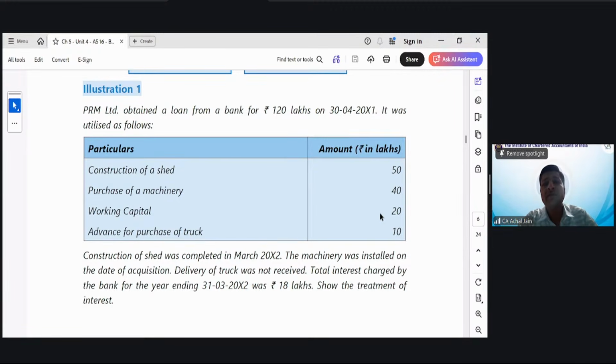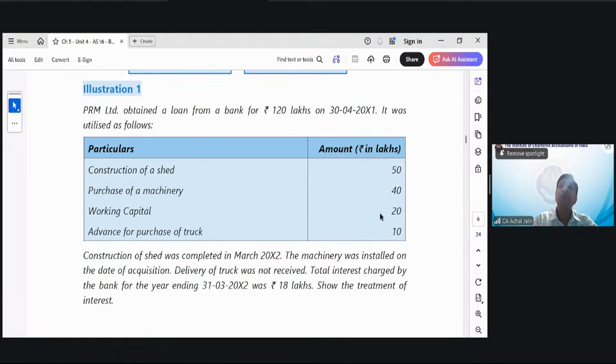Tell me. Yes, that's working capital also in the part of construction. What makes you say that? How do you get that working capital is used for construction of shed? Because the question has very clearly specified that it's not for construction of shed, it's for working capital, isn't it? Yes, sir.